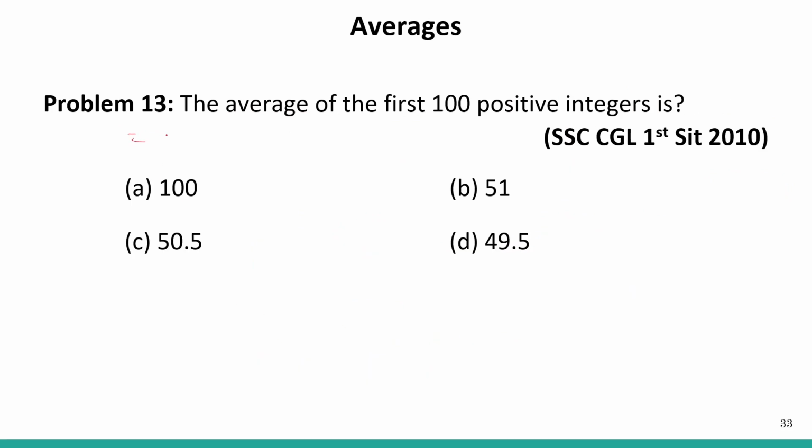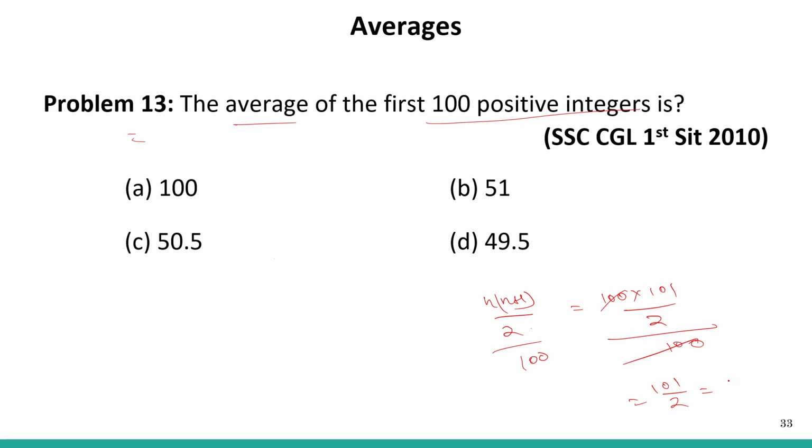So let's see problem number 13. The average of the first 100 positive integers is what? 100, 51, 50.5 or 49.5? We know that the sum of the first 100 positive integers is n into n plus 1 by 2. Here n is equal to 100, so this will be 100 into 101 by 2. This is the cumulative sum. We have to divide it by 100, so we are left with 101 by 2, which is 50.5. So 50.5 will be the correct answer.